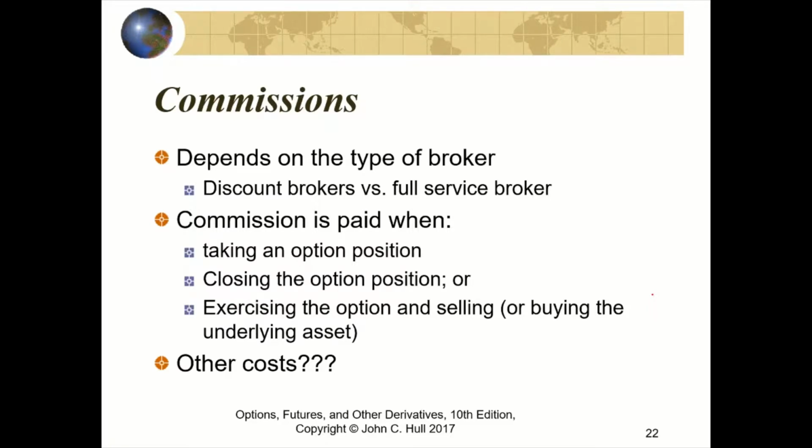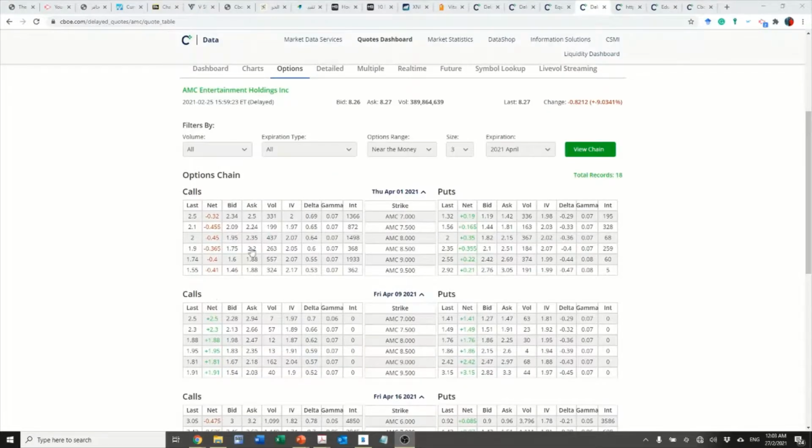Is there any other cost associated with trading options? Let's examine here call options on AMC Entertainment. If you want to buy the option, let's say a call option with a strike price of $7, you will pay 2.5. If you want to sell the option, you will pay 2.34. So what do you notice?